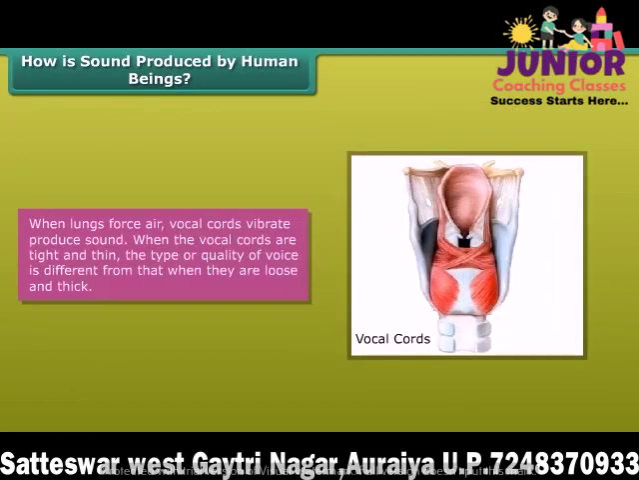When lungs force air, vocal cords vibrate, producing sound. When the vocal cords are tight and thin, the type or quality of voice is different from that when they are loose and thick.